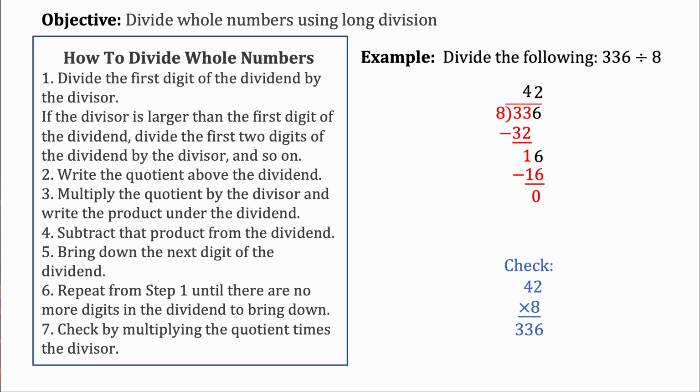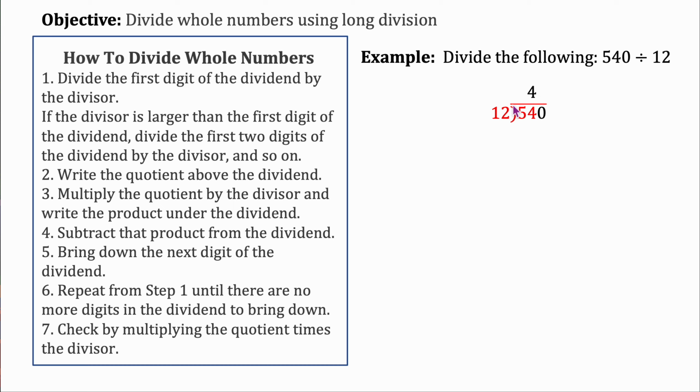Now, the other problem we need to look at has 2 digits in the divisor. These ones all had 1 to start with. So let's look at one where there are 2. So let's divide 540 by 12. So again, 12 is more than 5, but 12 is able to go into 54. So let's start with that. Well, 12 times 4 is 48. So that is the most we can go without going over. So we're going to put a 4 up there.